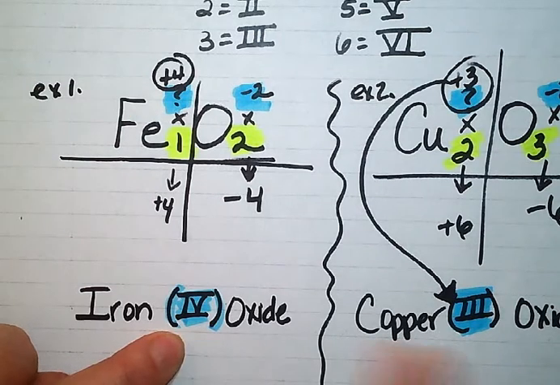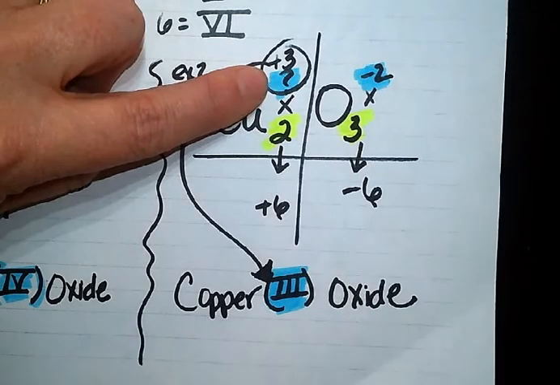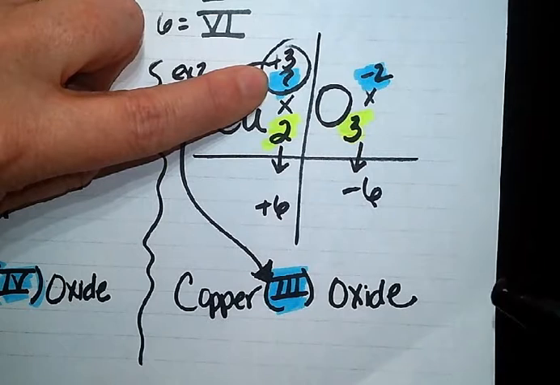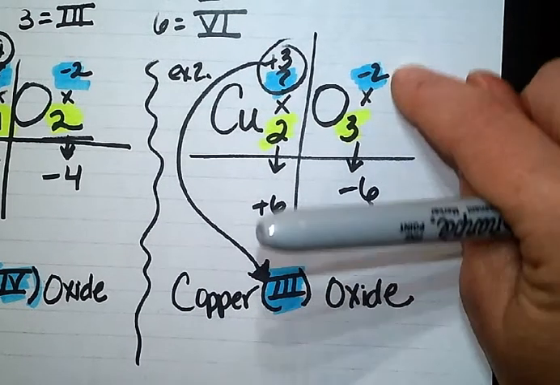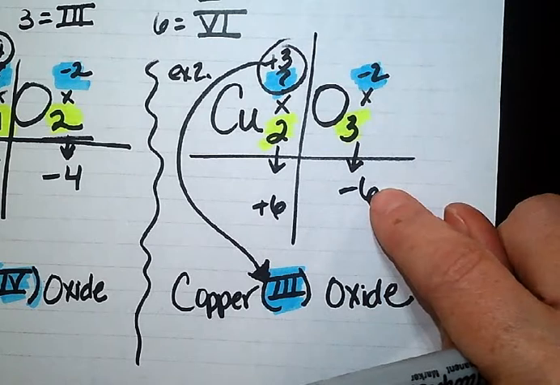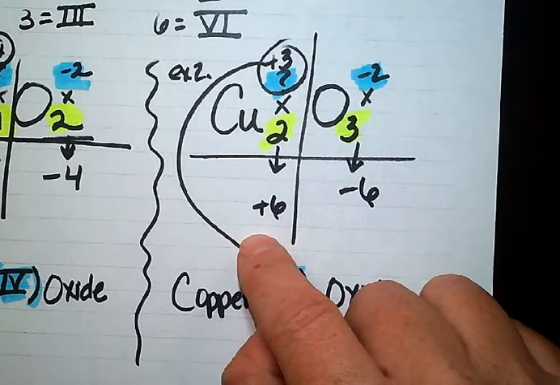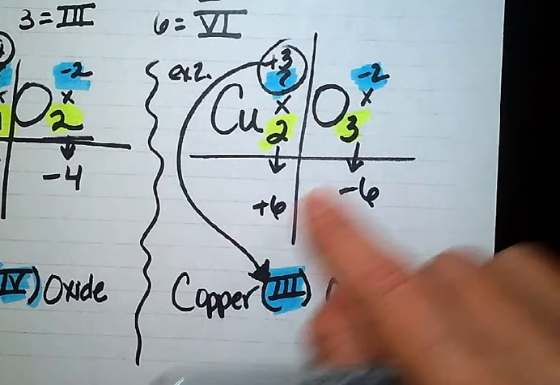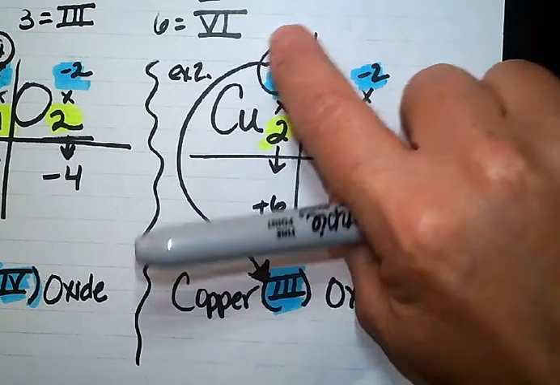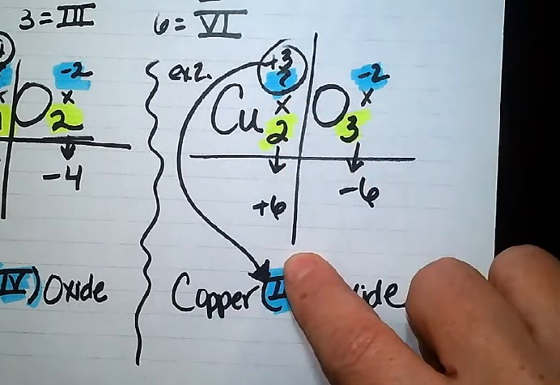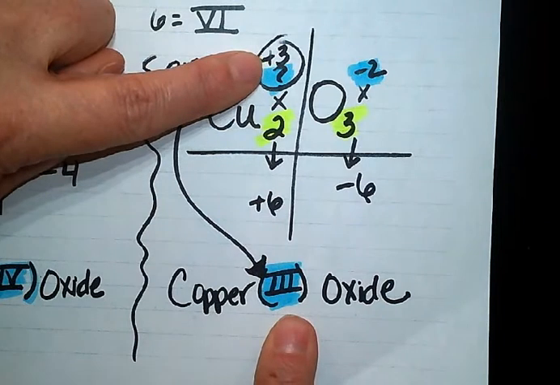Then on this one here, copper, the same thing. We don't know our oxidation number for copper when we start off. We did know it for oxygen. So we started here, multiplied those 2 together, and got -6. If this side's -6, this side has to be equal and opposite, so that would be +6. I know I have 2 atoms of copper, so +3 times 2 gives me the +6. So that +3 becomes my Roman numeral, because that's telling me the charge.